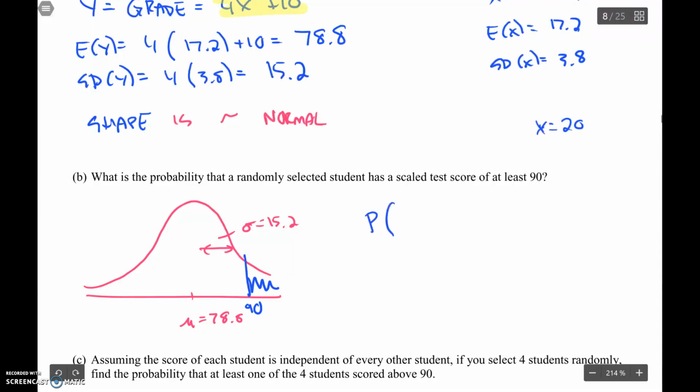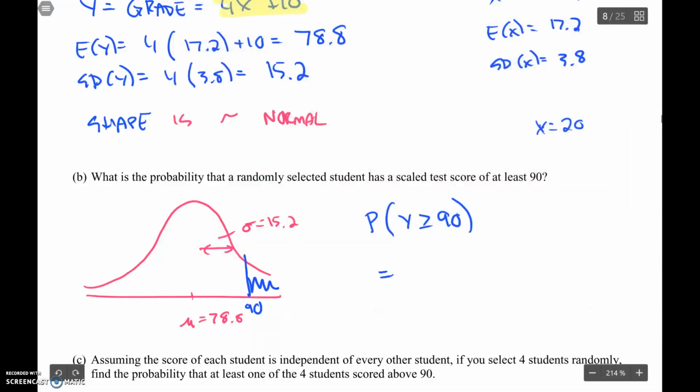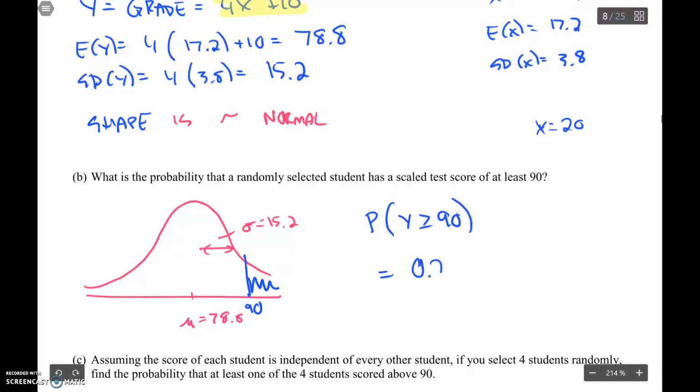So what's the probability that the scaled score is at least 90? That's greater than or equal to 90. That probability is 23%. Was it 23.1 or? Yeah, 23.1. 0.231.